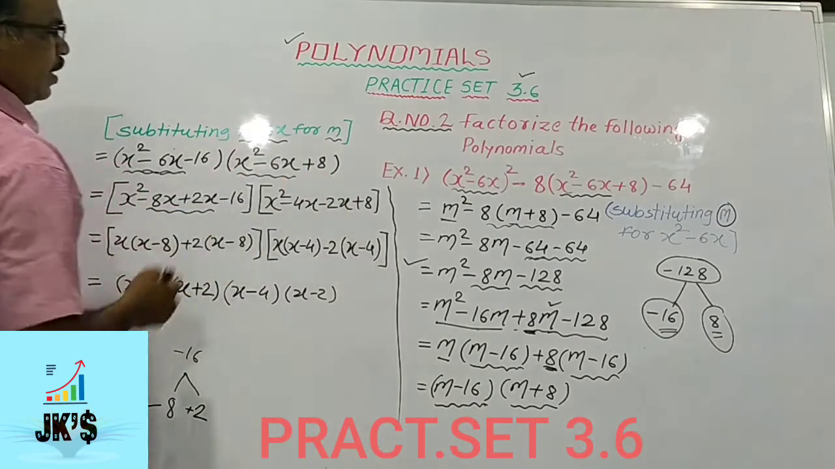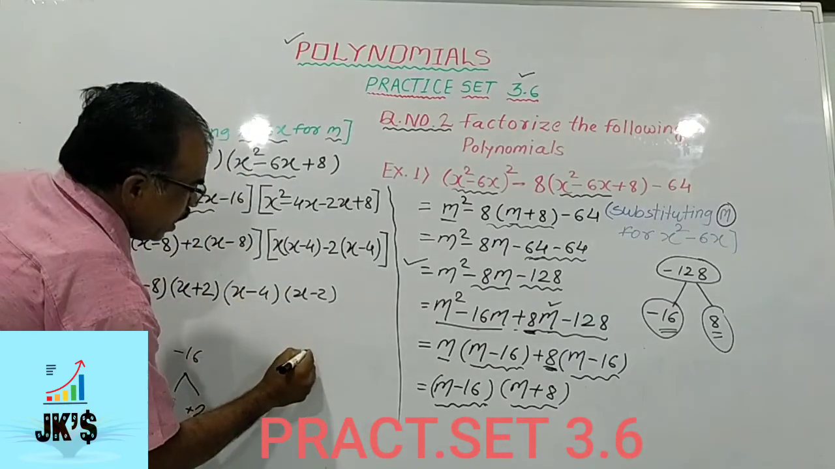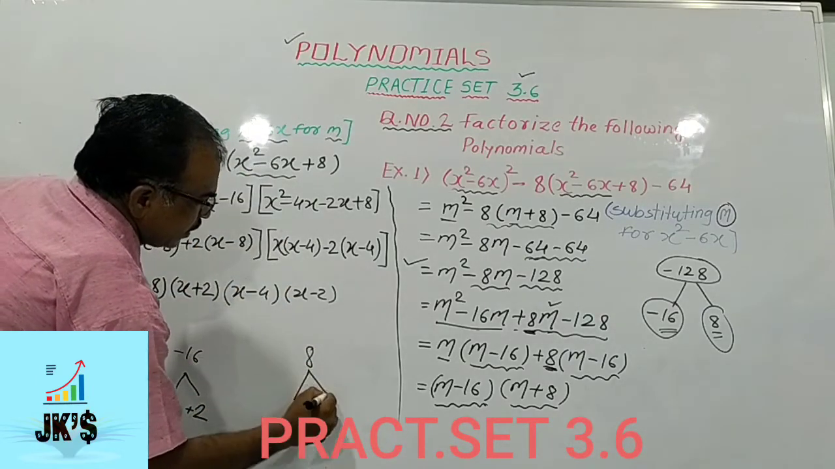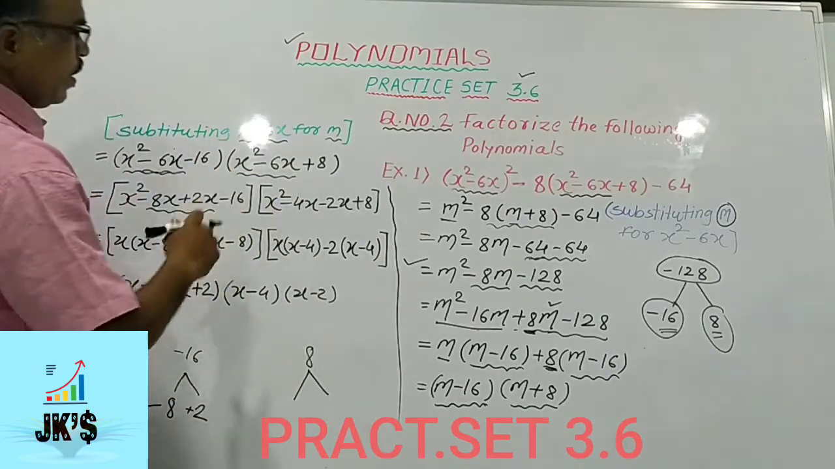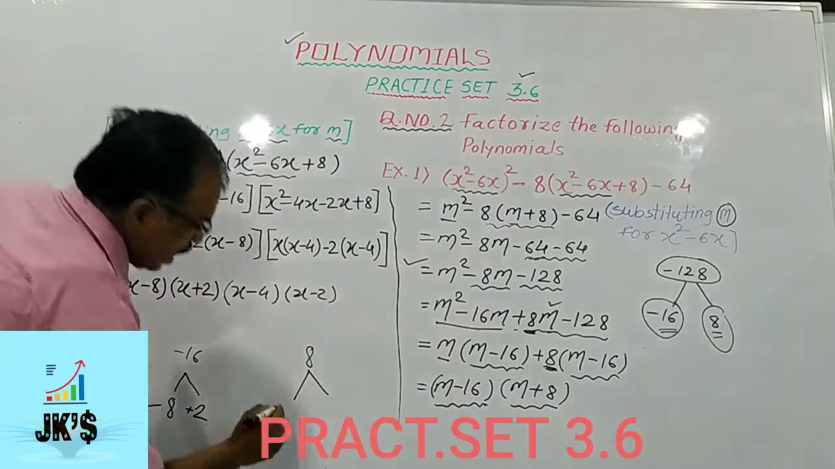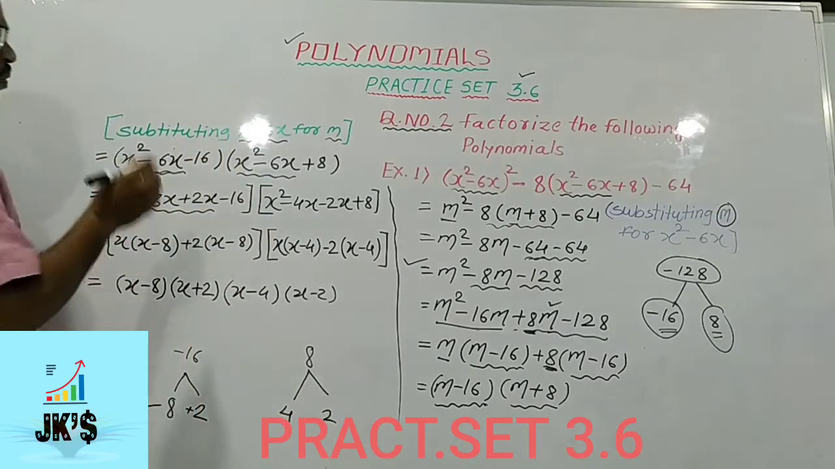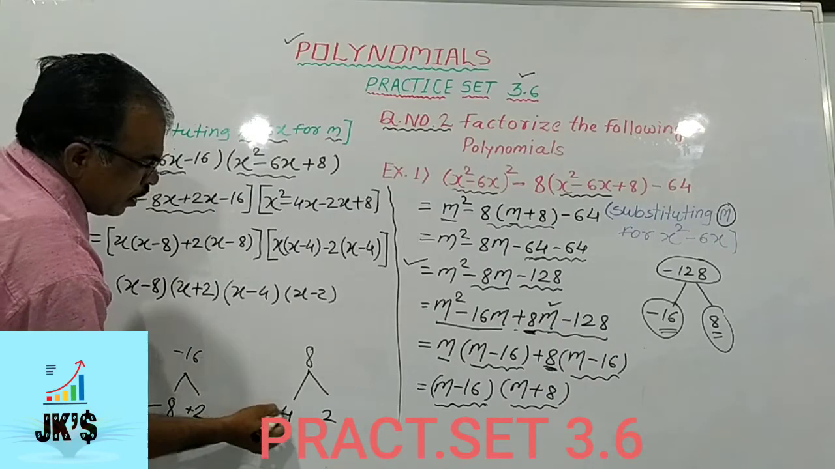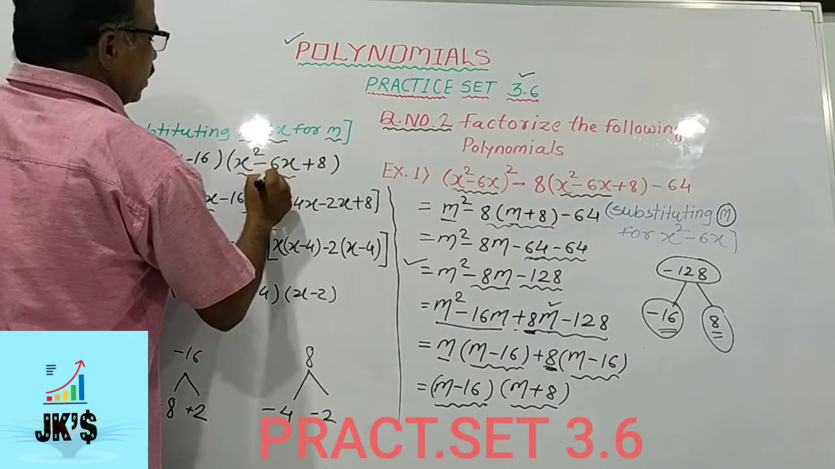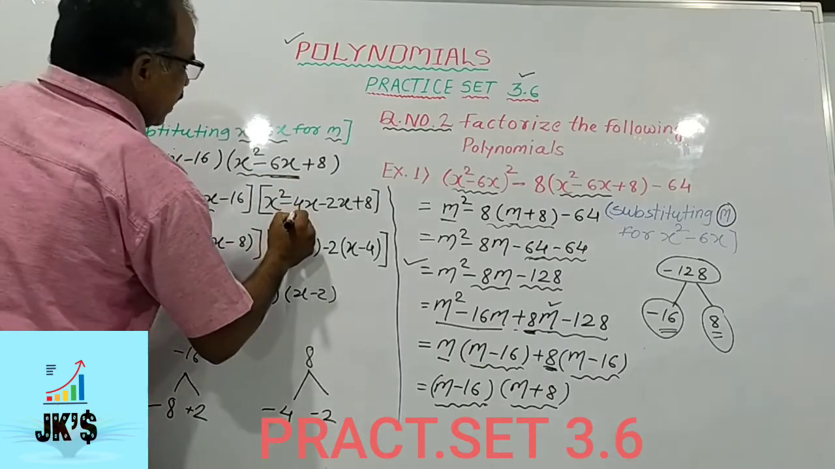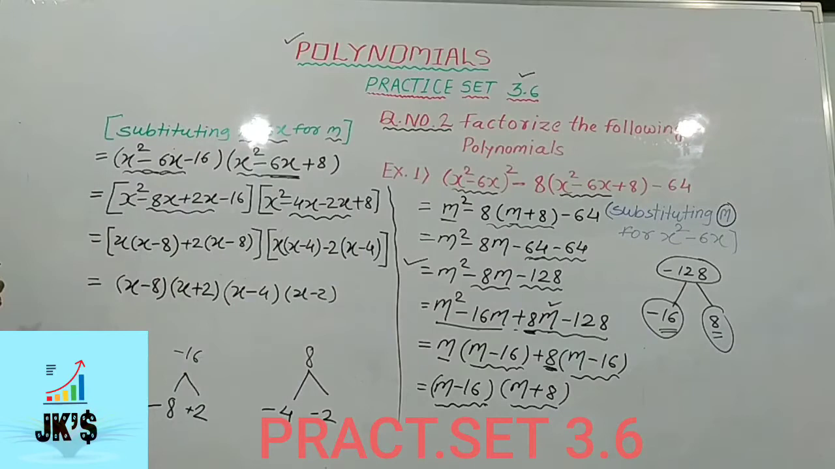Now in the other bracket, 8 into 1, 8. This 8 is factorized such that the sum is minus 6. Means 4 and 2, 4 into 2 is 8. We are going to add them, means we give the sign of the middle term to both. Means this minus 6x is split into minus 4x minus 2x.